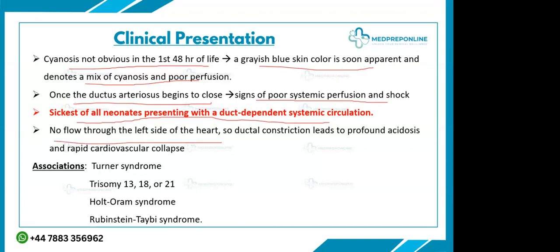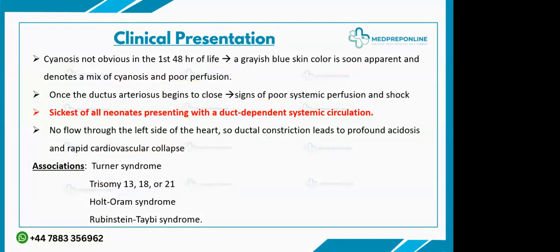There is no flow through the left side of the heart, so ductal constriction leads to profound acidosis and rapid cardiovascular collapse. So this is also a cardiac surgical emergency where you need to take action immediately, otherwise the baby will die. Association is with Turner syndrome, trisomy 13, 18, and 21, along with Holt-Oram syndrome and Rubinstein-Taybi syndrome. These are the associations of hypoplastic left heart syndrome, with hypoplasia of the left side of the heart, including the left ventricle, mitral valve, aortic valve, and the ascending aorta.